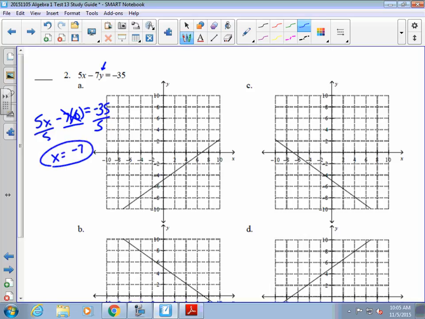So again, on your x-axis, this is +7. So that's wrong, that one. It's not that one. This one over here is +7 as well. So that one's wrong. So we got to choose between C and D based on our y-intercept.